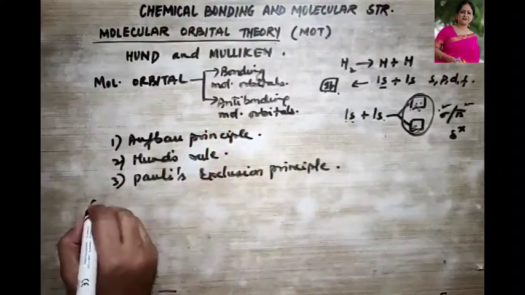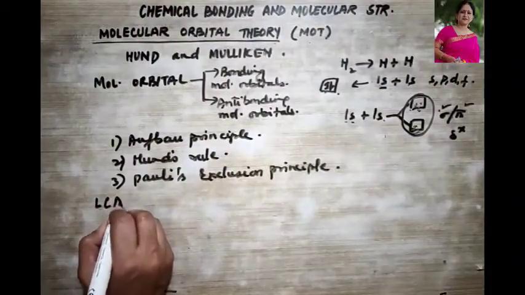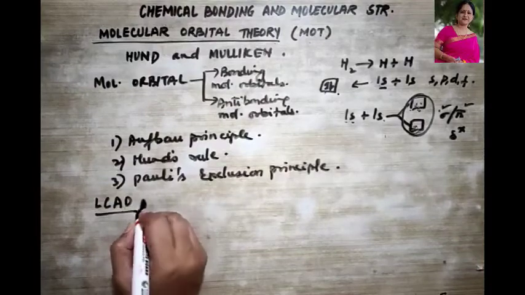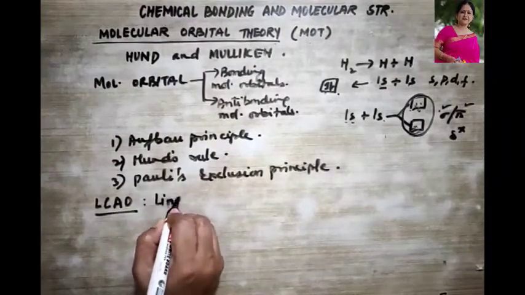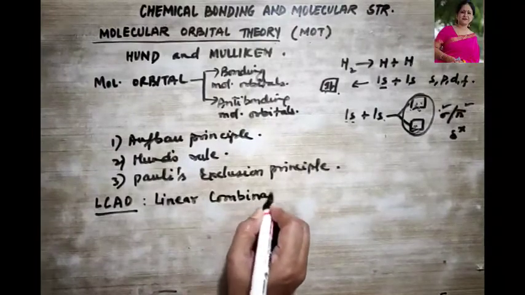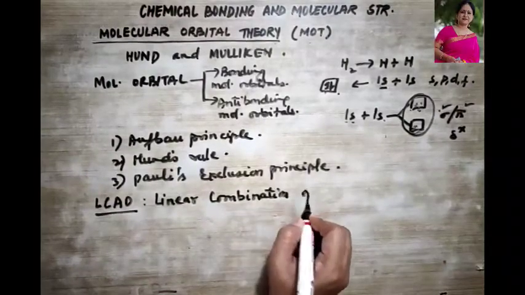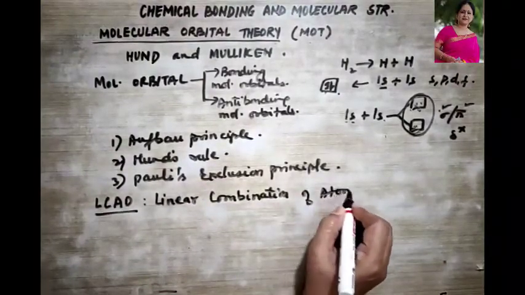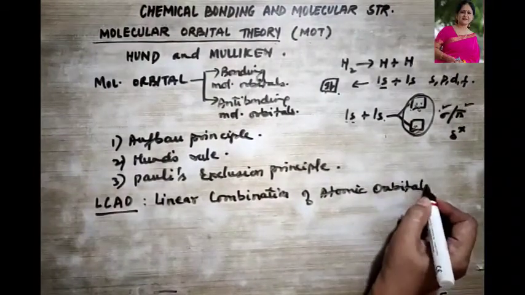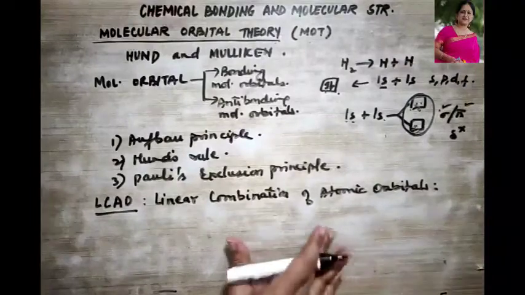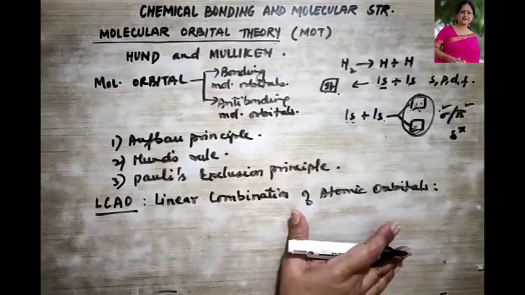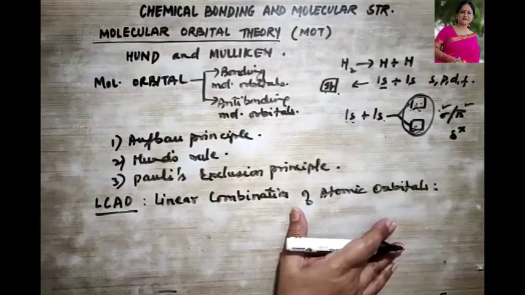To go ahead, now we will talk about LCAO. Now what is LCAO? It means linear combination of atomic orbitals. Okay, so let us understand what we mean by LCAO, or linear combination of atomic orbitals.